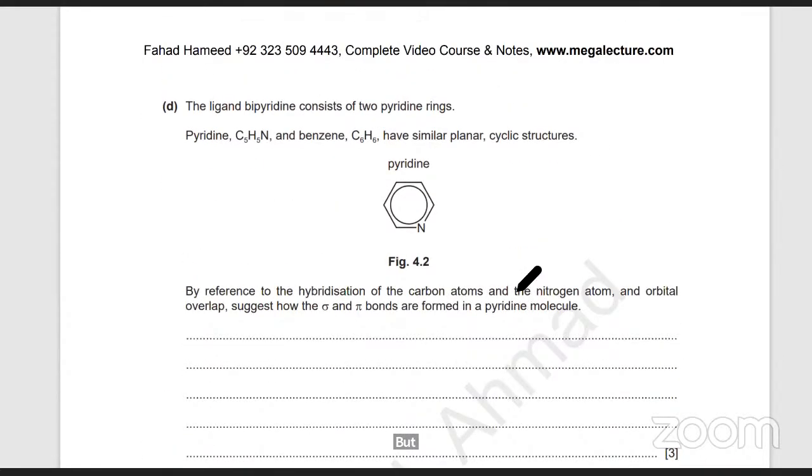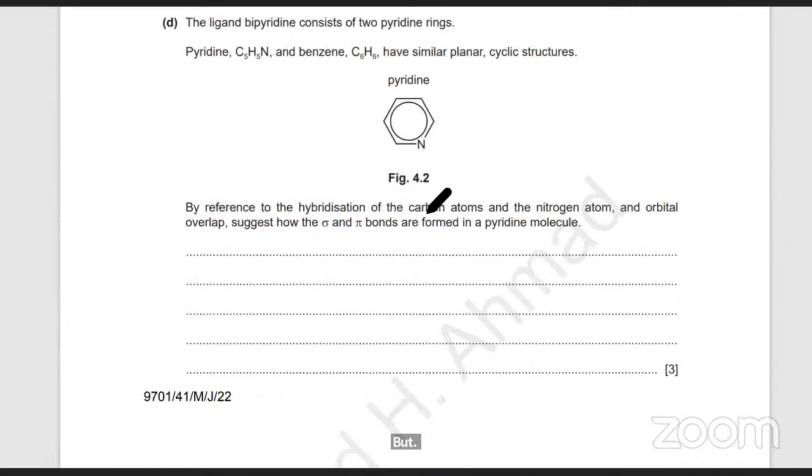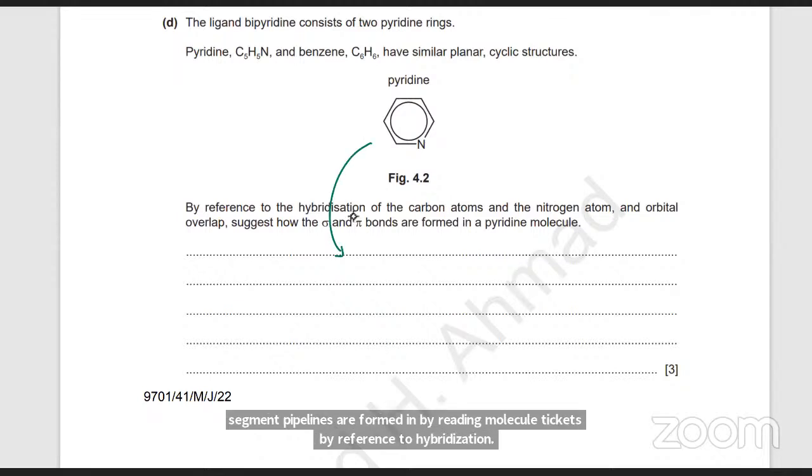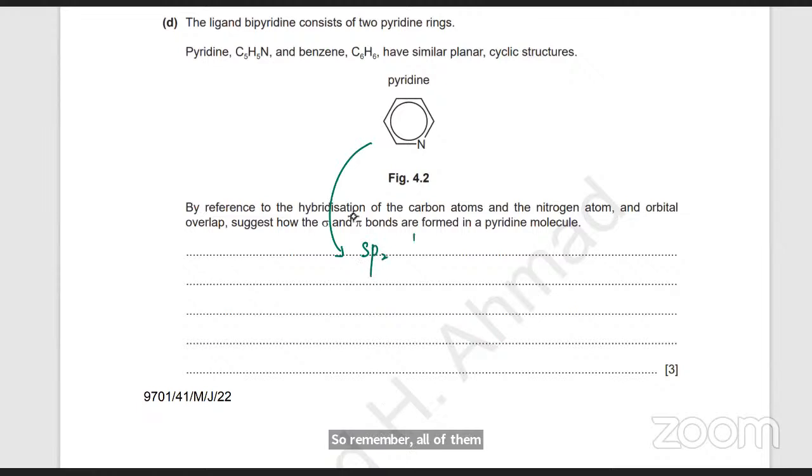Okay, next part. By reference to the hybridization of carbon atoms and the nitrogen atom and orbital overlap, suggest how the sigma and pi bonds are formed in a pyridine molecule. Okay? By reference to hybridization. Remember, all of them are sp2 hybridized. Okay? All of them are sp2 hybridized.